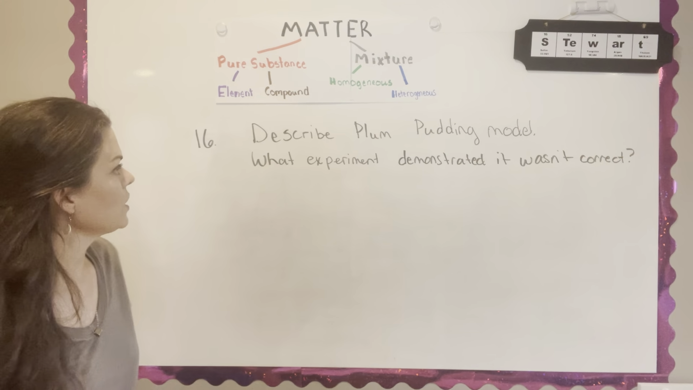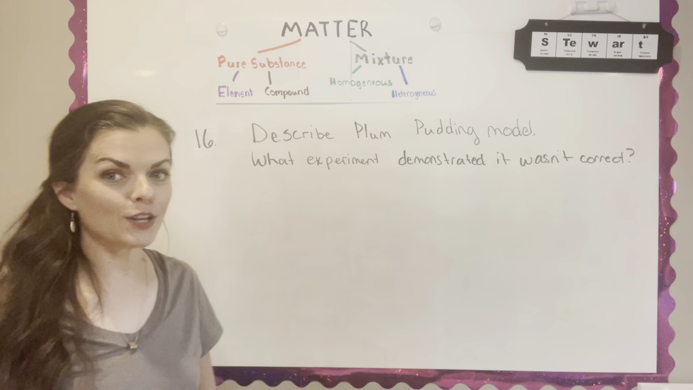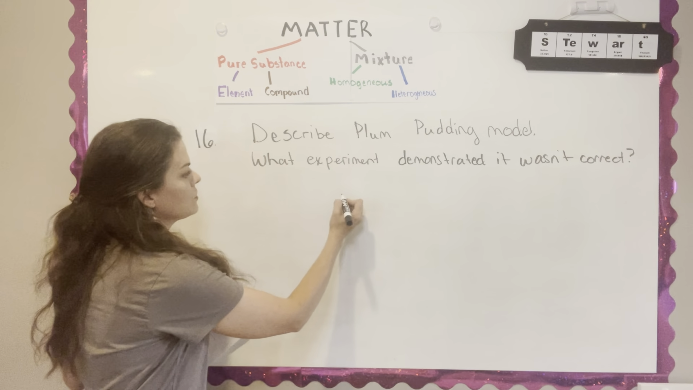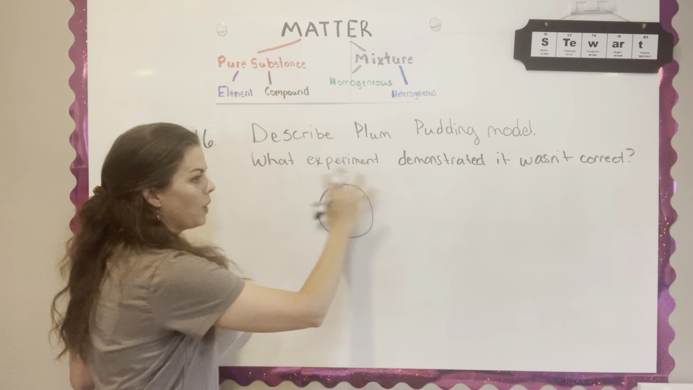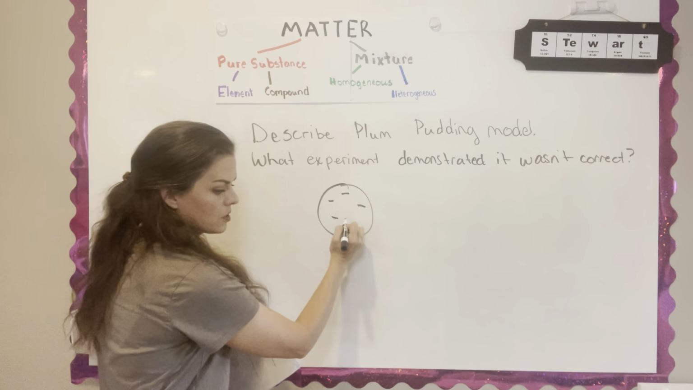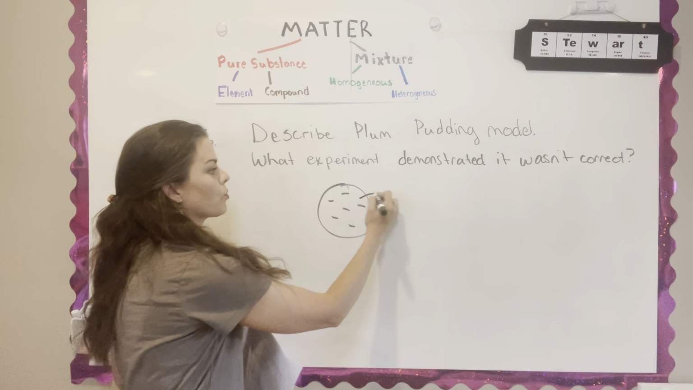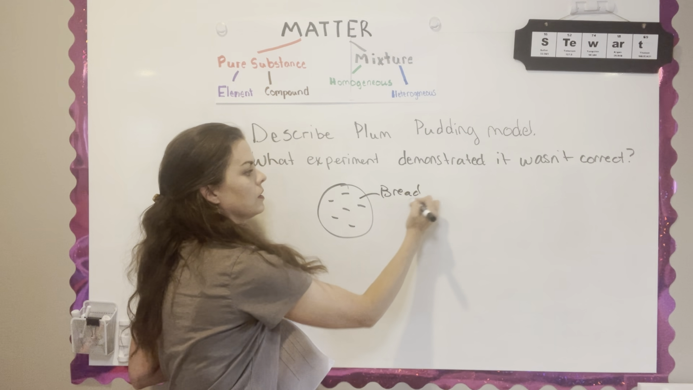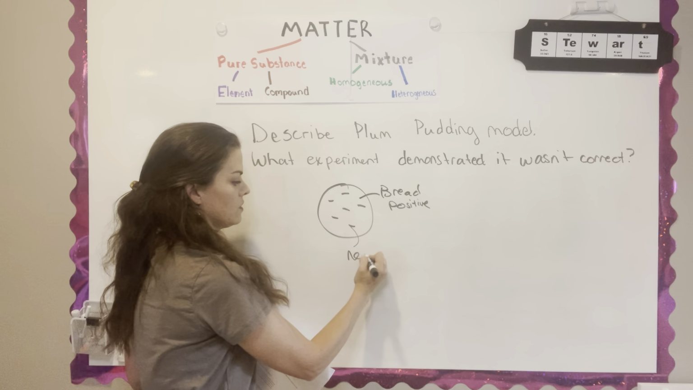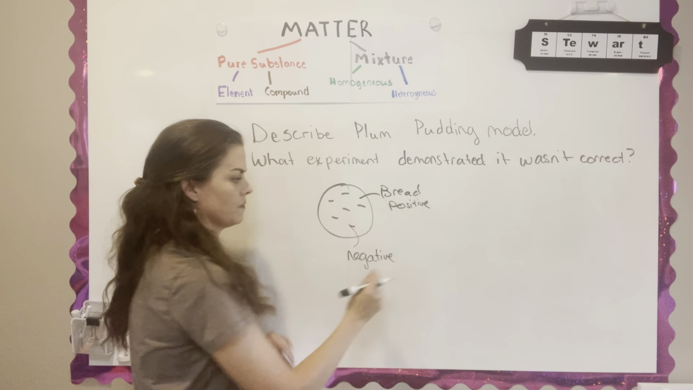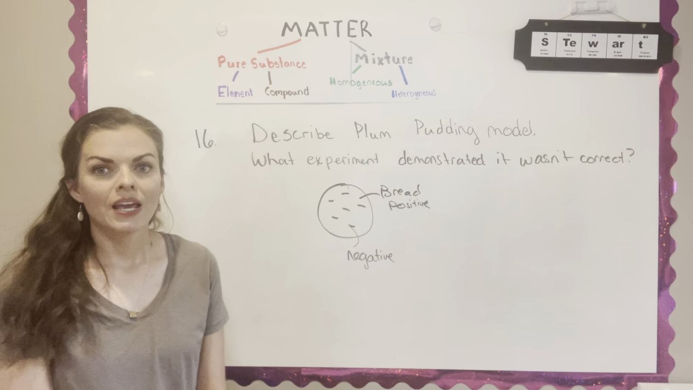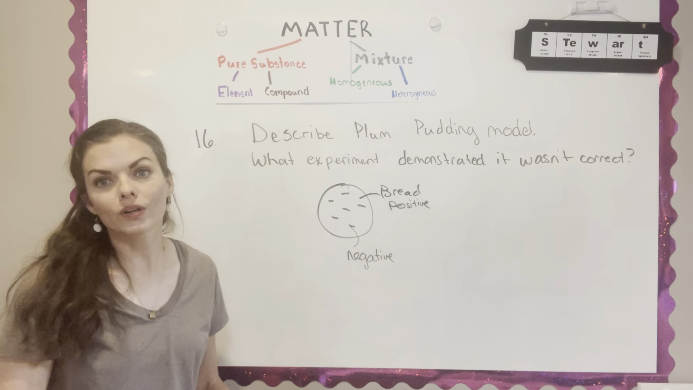Question number 16 refers to the plum pudding model, which I have never had before, and it wants us to describe it. It always gives you a picture of something like this, with positive charges throughout and then negative charges. These are the electrons, so the bread is the positive charge, and this is the negative charge. And what experiment demonstrated that it wasn't correct? That is Rutherford's gold foil experiment.